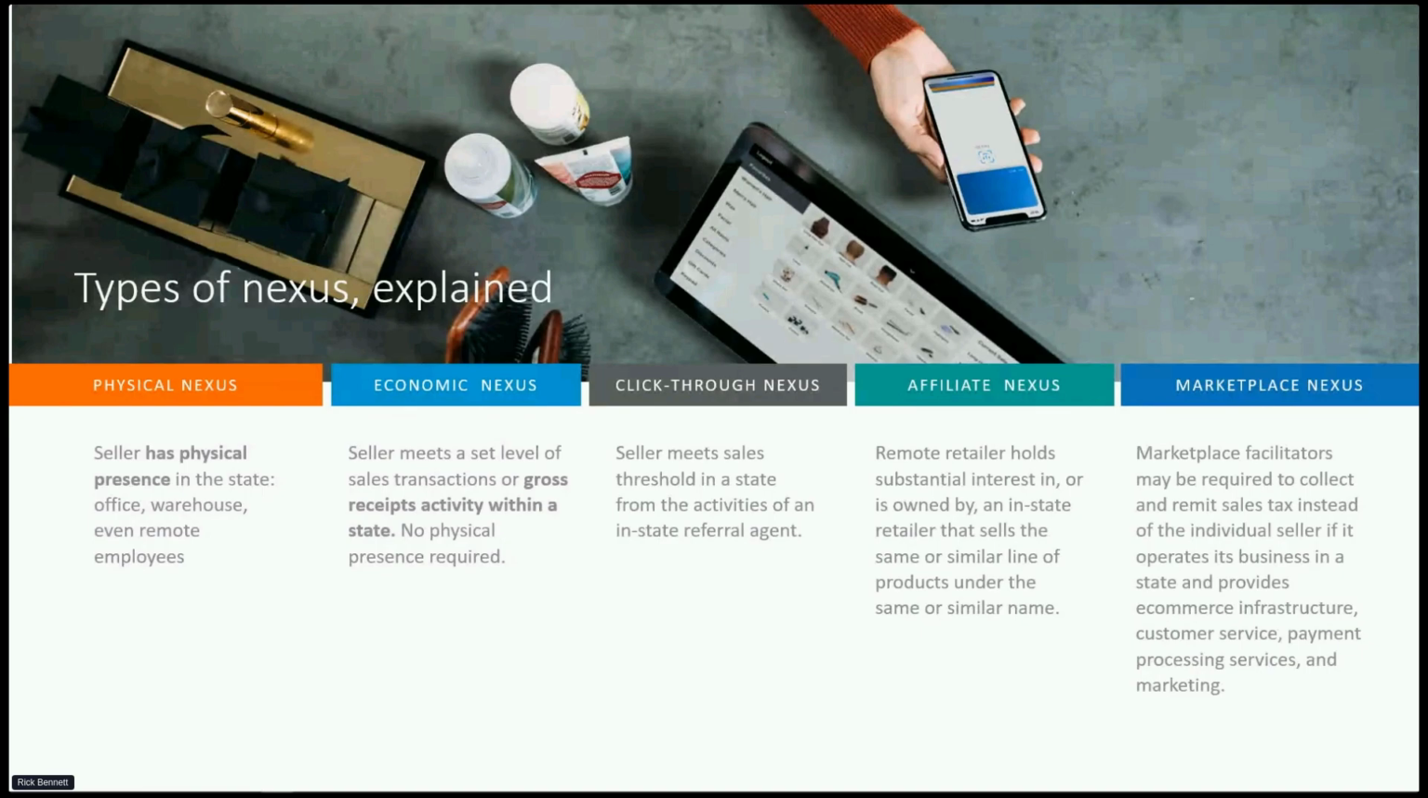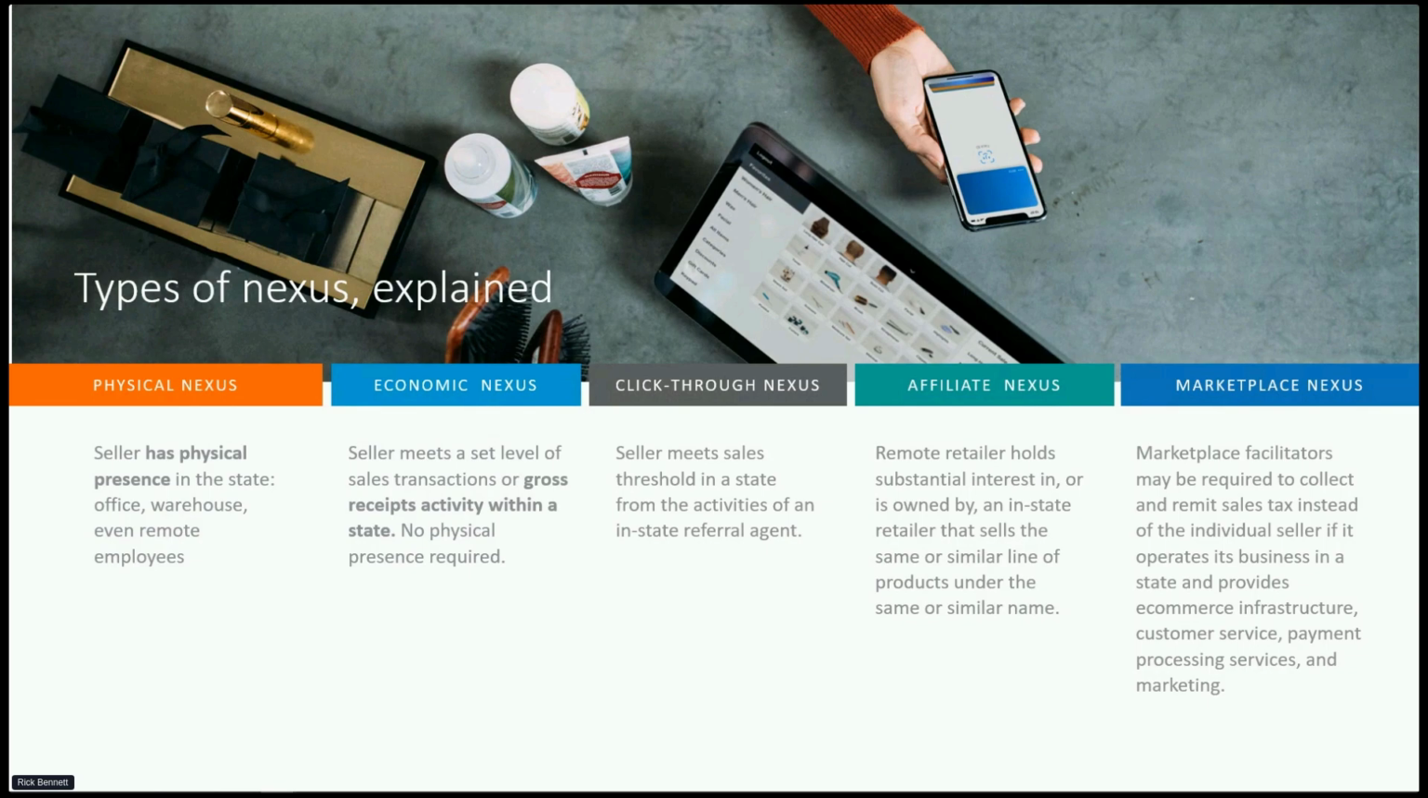and that is basically like banner ads, where you're having businesses directed to your business through a different state. There's also affiliate nexus, and it's caused by either a parent company or a sister company having nexus in the state, which can cause your company to have nexus in the state, depending on how the company's held and managed as a corporation.